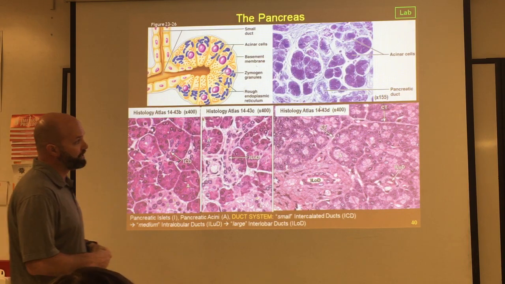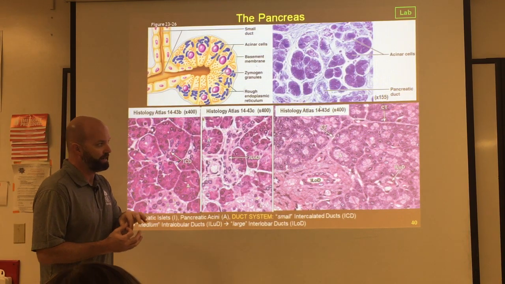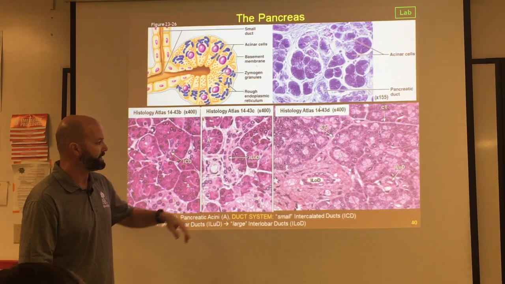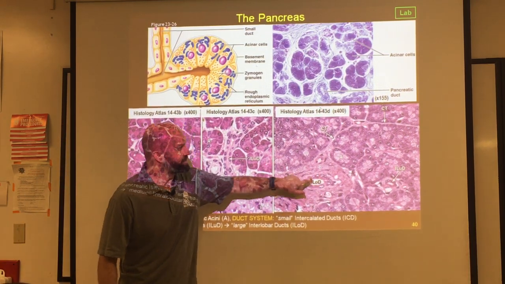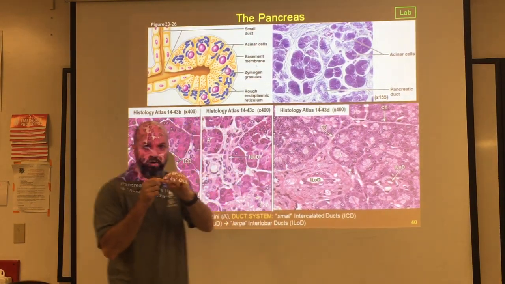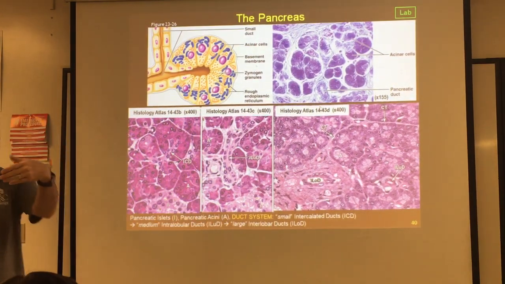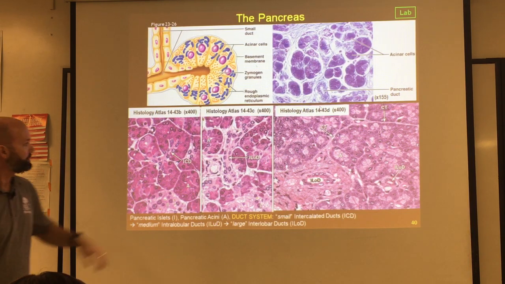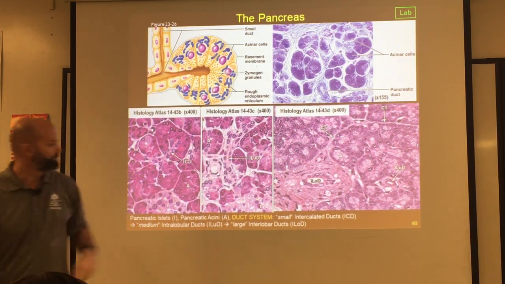But aside from those, you are going to find some really small ducts. And these aren't the two that we just looked at. This is not the main pancreatic duct or the accessory pancreatic duct. These are the really small ducts that eventually converge to form the larger and larger ones until we get to the main pancreatic duct. So these ones are really tiny.